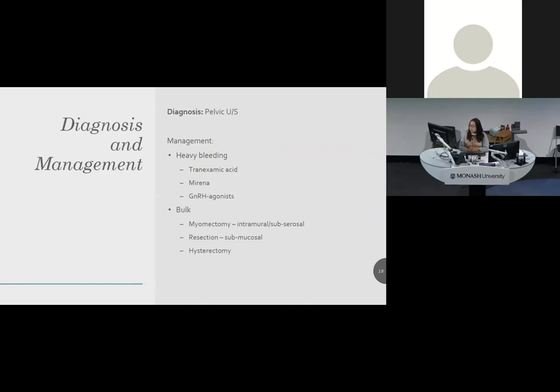So you can do a myomectomy for the intramural and the subserosal ones, and those are your most common two types of fibroid. You can resect it out if it's submucosal or if it's intraluminal, or you can do a hysterectomy as well. But hysterectomies are only done in recurrent fibroids. We don't really like taking out the uterus.